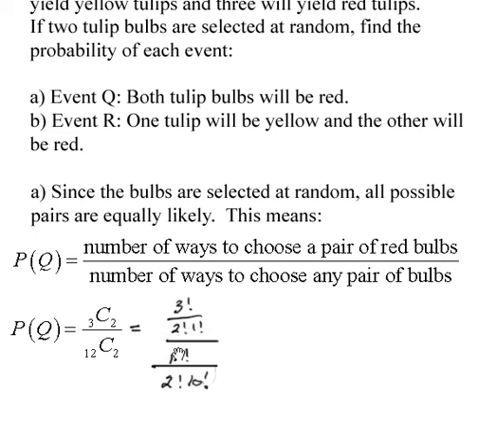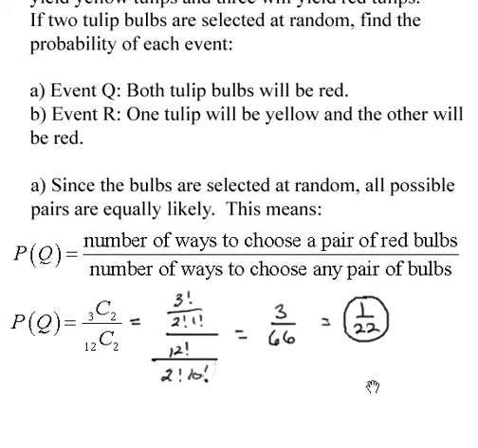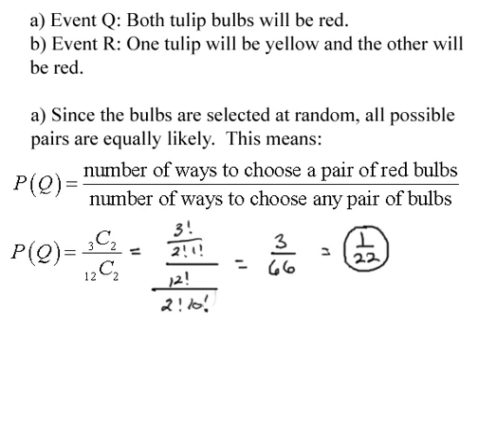12 choose 2 is 12 factorial over 12 minus 2 factorial, that's 10 factorial, times 2 factorial. If we simplify that, the 2 factorials divide out, we just get 12 times 11 times 10 factorial, the 10 factorials divide out, and then we end up with 66 because we've got 12 times 11 divided by 2, so 6 times 11 is 66. And then reducing that, we have a 1 out of 22 chance that both tulips will be red.